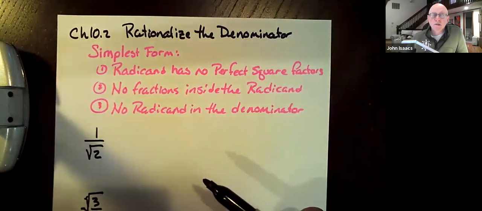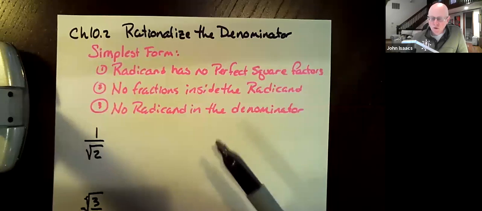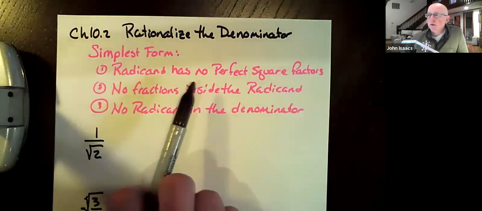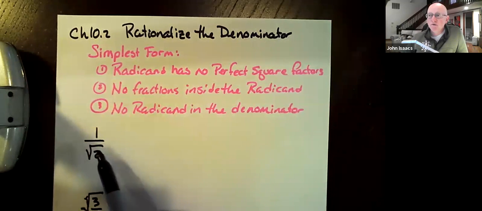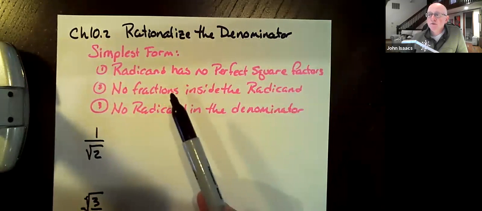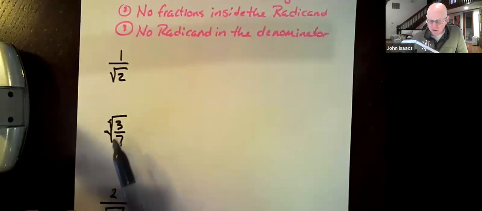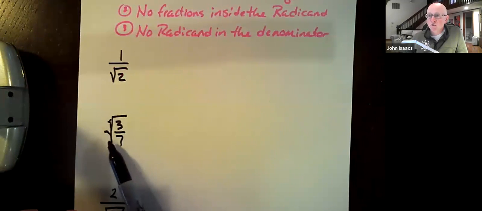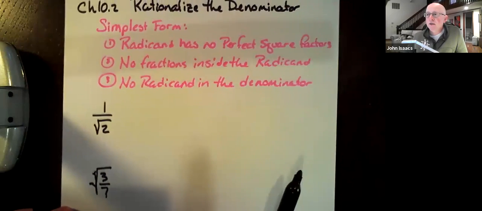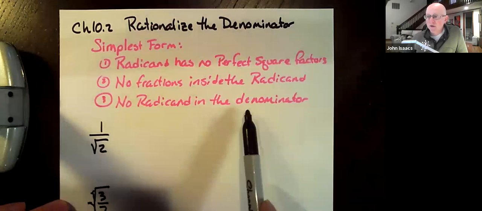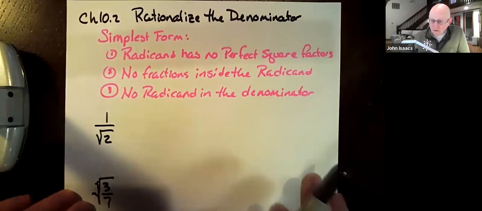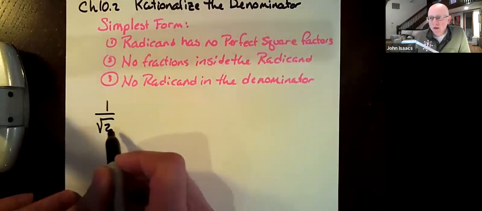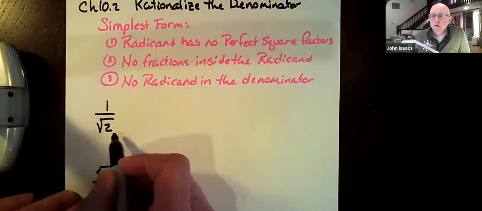So for this course, this is a required skill, and certainly one that they expect in geometry and algebra 2. So in order to simplify a radical fully, you need to have the radicand, that's the part inside the radical, to not have any perfect square factors. You can't have any fractions inside the radical, such as here. Here's a fraction inside a radical. This is square root of 3/7. And you shouldn't have a radical in the denominator at all. So this is what's going to be called rationalizing the denominator. So in order to rationalize the denominator, we want to make the denominator a rational number, not root 2.